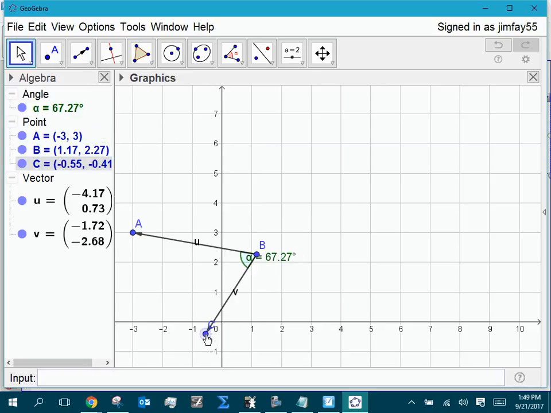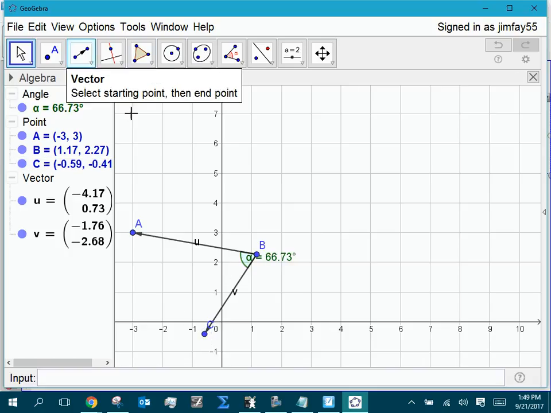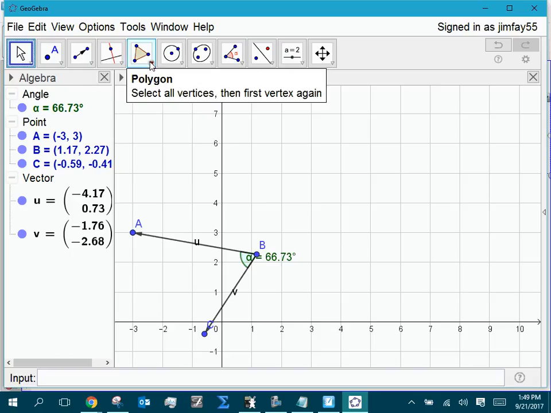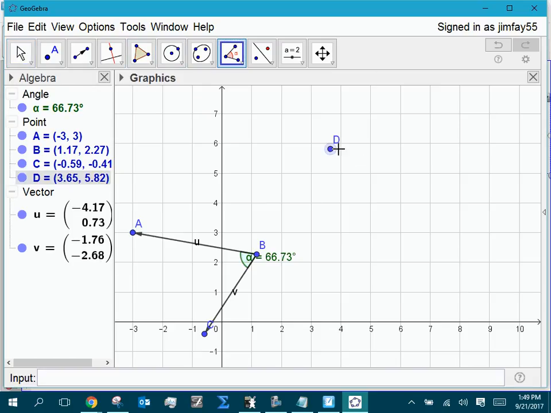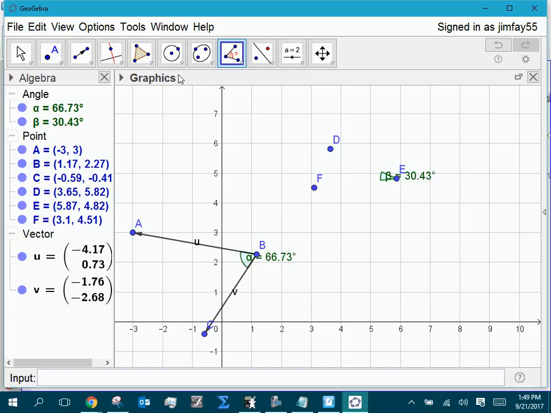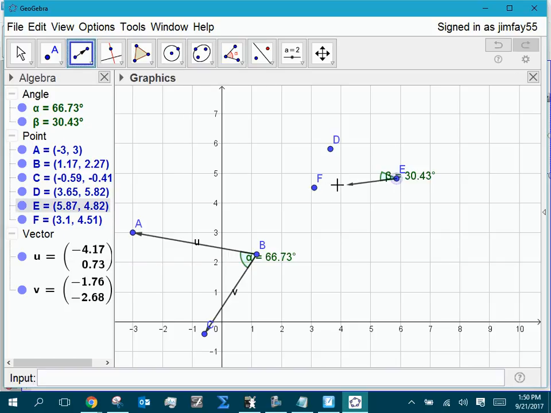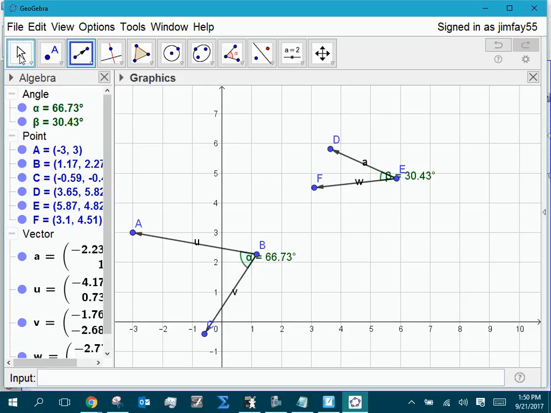All right, so that angle is 66.73 degrees, right? Let's create another angle. I'm not very good at the angle tool. I don't use it enough, and the angle that it shows is all dependent on the order in which you create the points. I always forget what order I created points with.